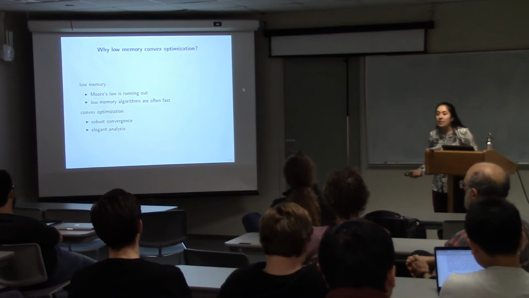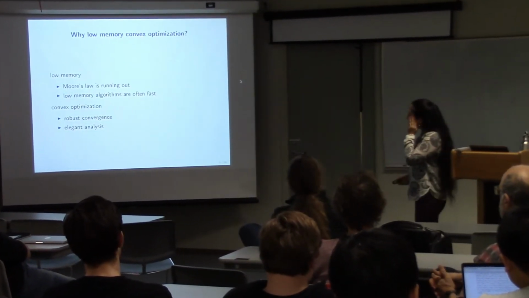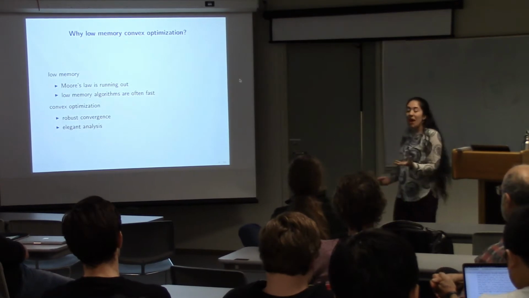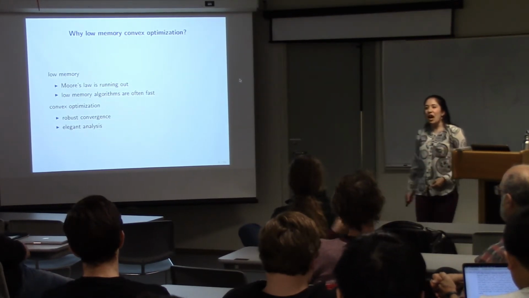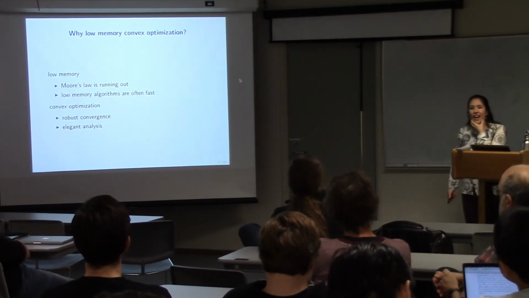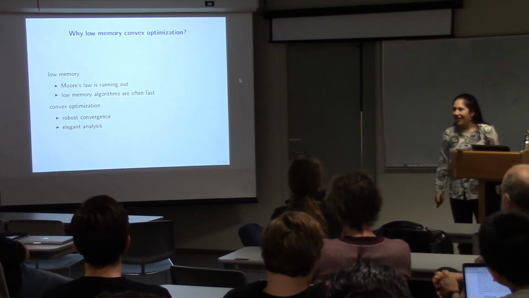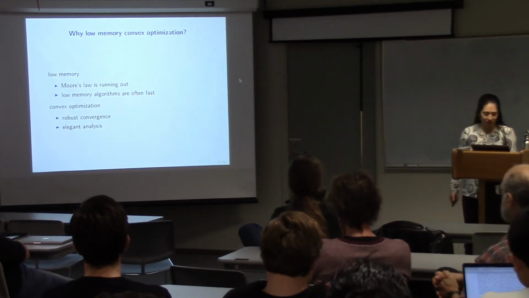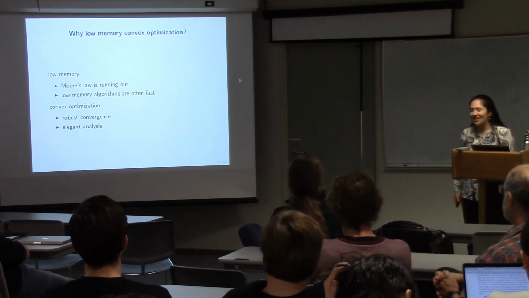And why convex optimization? Really, there are some mathematical reasons, right? There's a robust convergence theory. There's elegant analysis. If you want beautiful optimization, I'd say it's the place to go. And maybe it's the right thing to understand before you understand anything more complicated. So we're going to focus on convex problems in this talk.